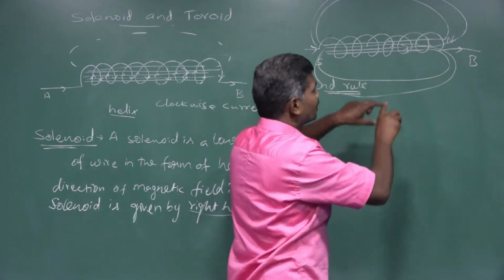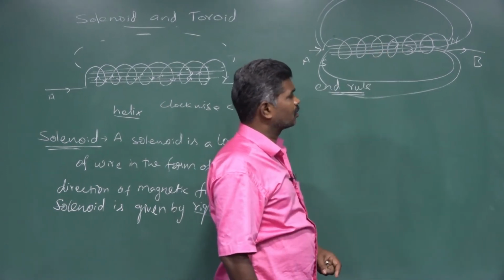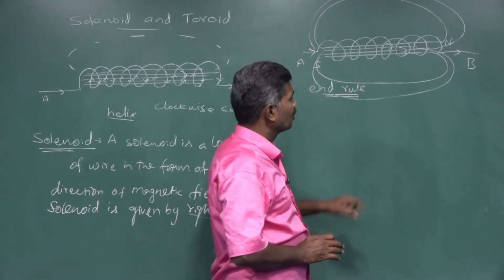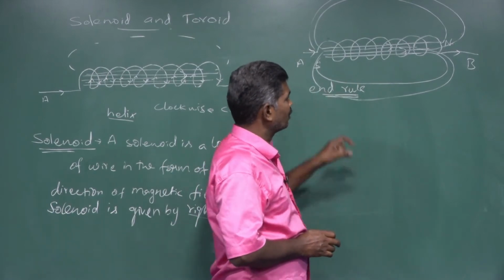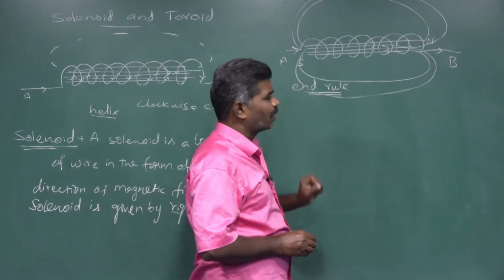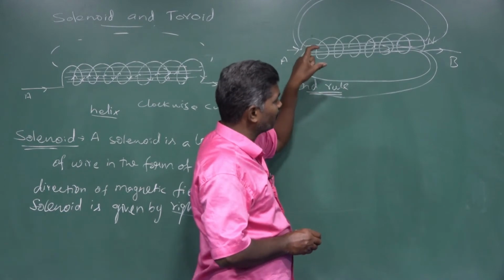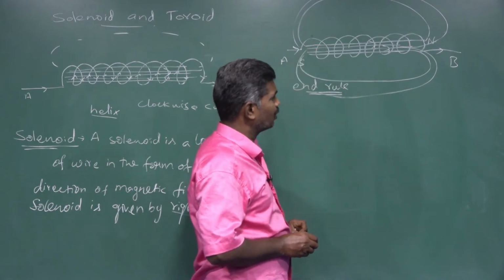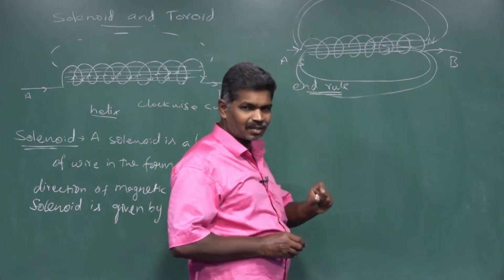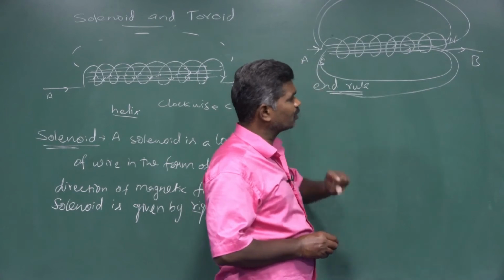But external lines are at a very large distance. So that's why the field strength outside that solenoid is negligible. But internally, we are producing a uniform magnetic field along the axis. The total magnetic field inside the solenoid along the axis can be taken as the vector sum of the magnetic field produced by the individual turns.